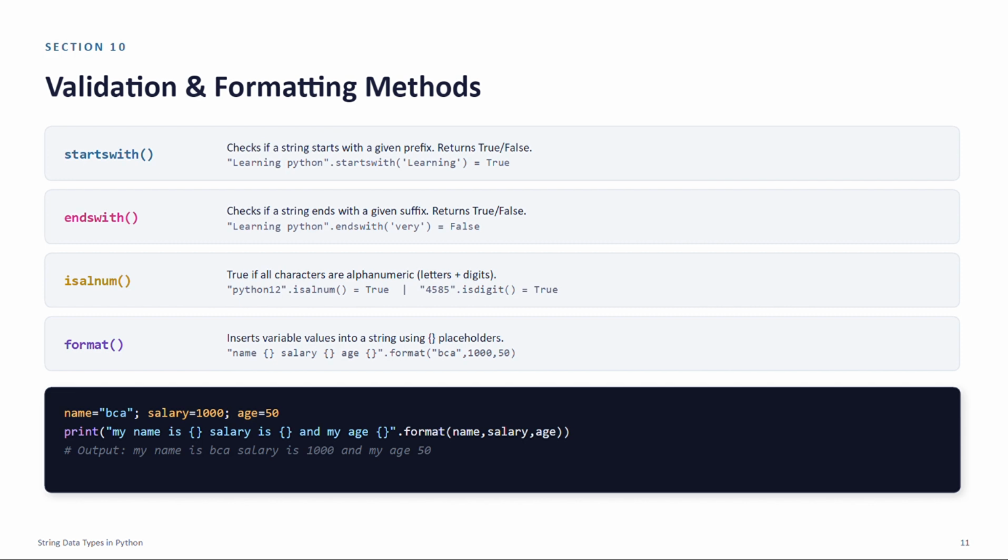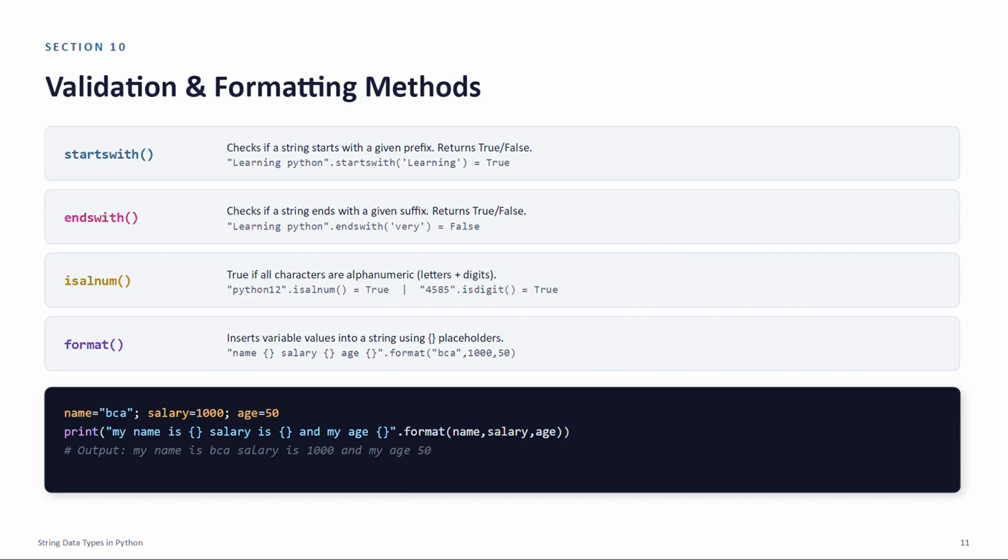Then the next one is endswith. It is the opposite of startswith. It checks if the string ends with the given suffix. Startswith checks the prefix, endswith checks the suffix, and it always gives the output in the format of true and false. For example, learning Python endswith Python. If it ends with Python, the output should be true. If it is endswith very, now the particular string does not end with very, so the output is false.